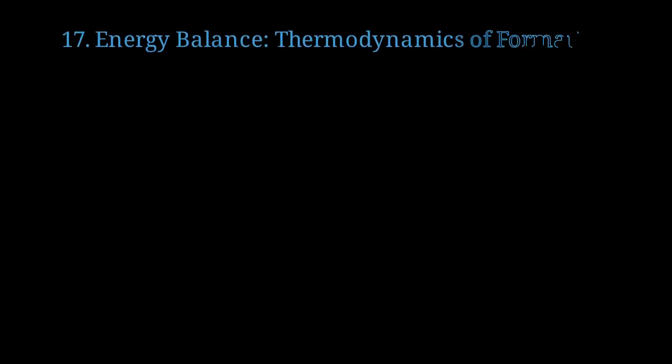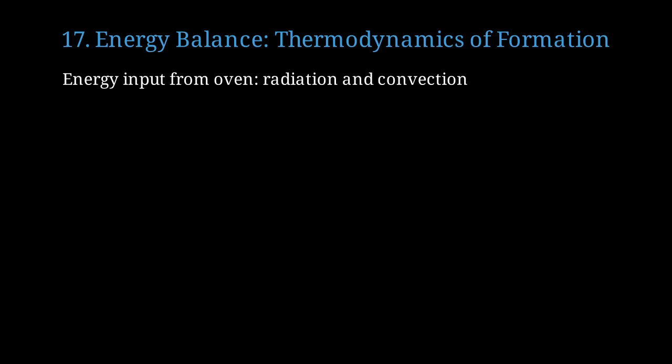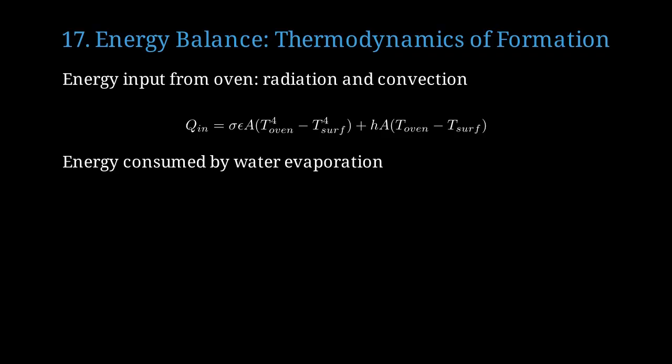Let's examine the complete energy balance during Pavlova formation. Energy enters the system through both thermal radiation and convective heat transfer from the oven. Heat input equals Stefan-Boltzmann constant times emissivity times area times oven temperature to the fourth minus surface temperature to the fourth, plus convective coefficient times area times temperature difference. A large fraction of this energy is consumed by the latent heat of water evaporation. Evaporative heat equals water mass flow rate times latent heat of vaporization. Latent heat of vaporization is approximately 2,260 kilojoules per kilogram.